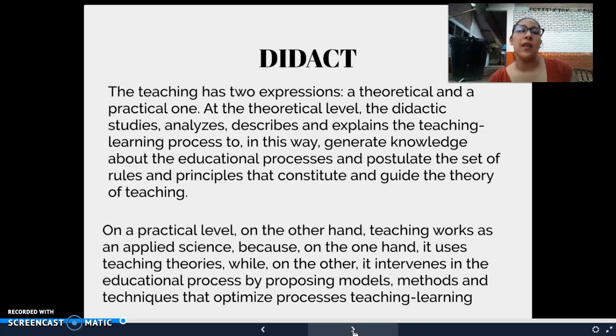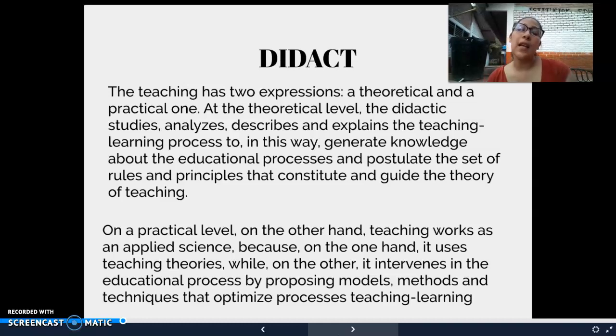Didactic. Teaching has two expressions, a theoretical and a practical one. At the theoretical level, didactics studies, analyzes, describes, and explains the teaching-learning process. In this way, it generates general knowledge about the education process and postulates the set of rules and principles that constitute and guide the theory of teaching.